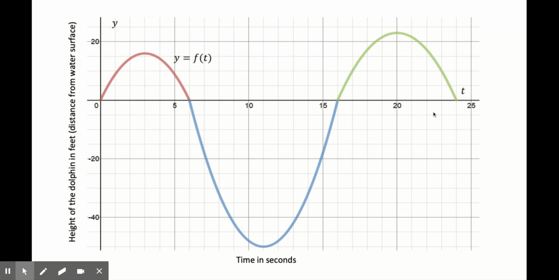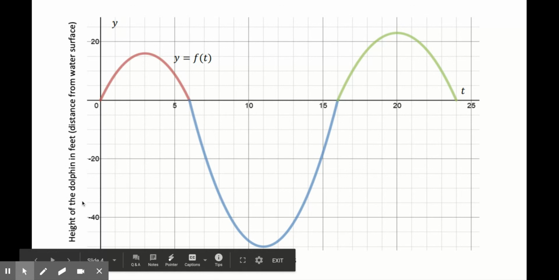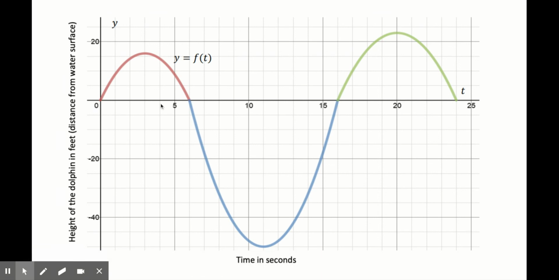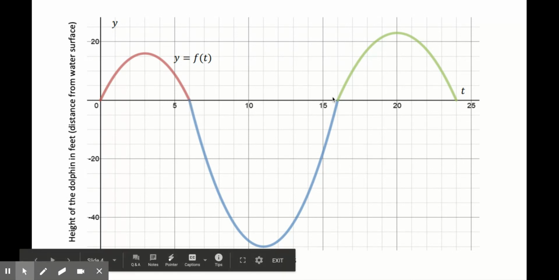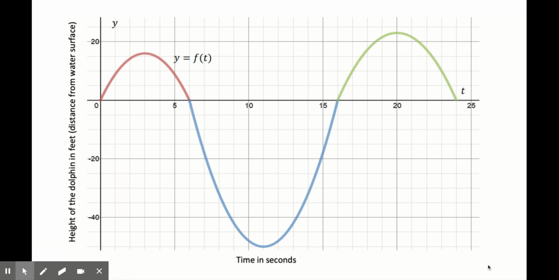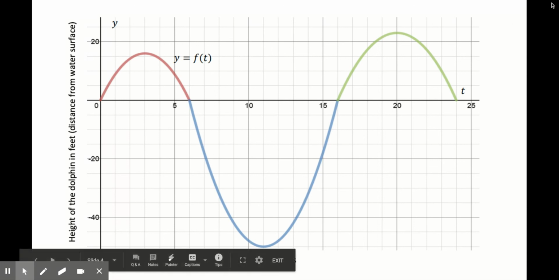The x-axis represents the time that has passed in seconds, and the y-axis represents the height of the dolphin in feet. Notice that 0 is the same thing as sea level. So when we have positive values, the dolphin is in the air. And when we have negative values, the dolphin is under the water. You're going to use this graph to answer your first few questions.